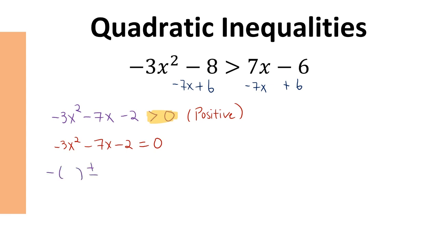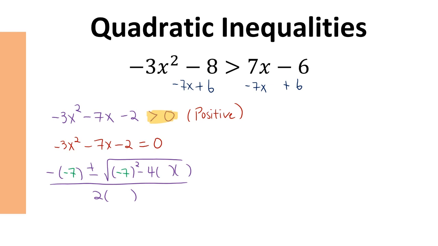So we have negative b plus or minus square root of b squared minus 4 times a times c, all over 2 times a, where b is the number in front of x, so that's negative 7. A is the number in front of x squared, so that's negative 3. And c is the constant, so that's negative 2.